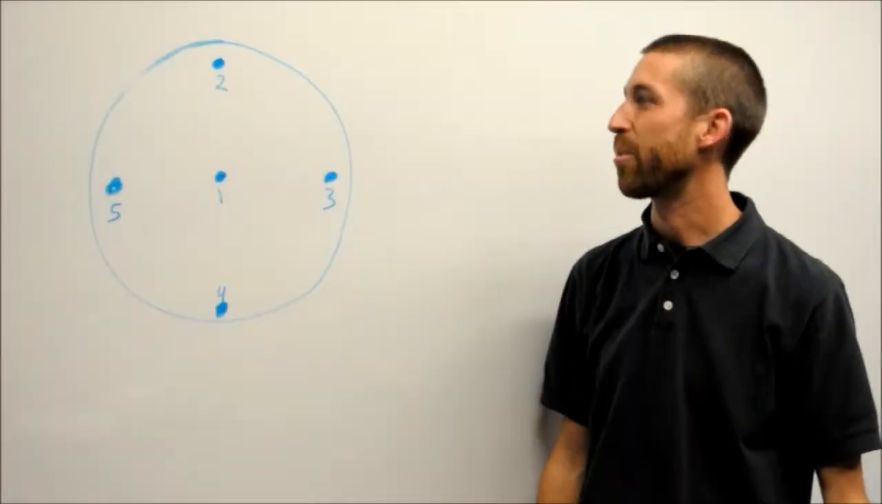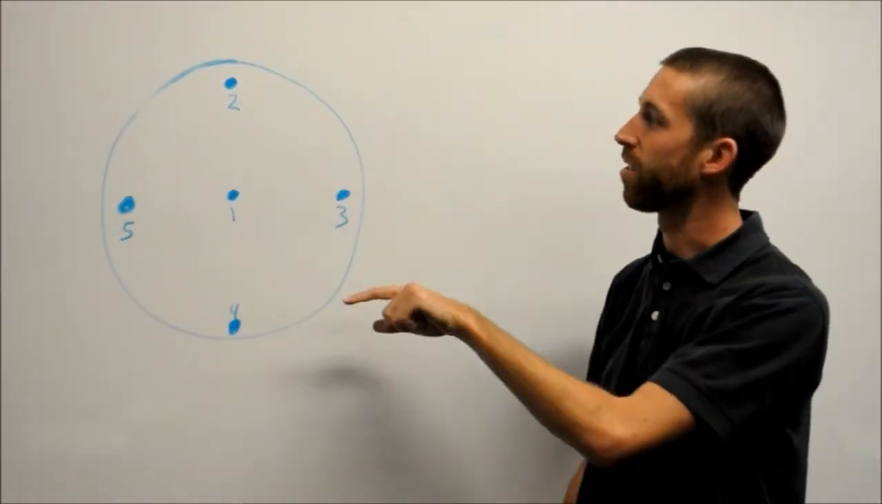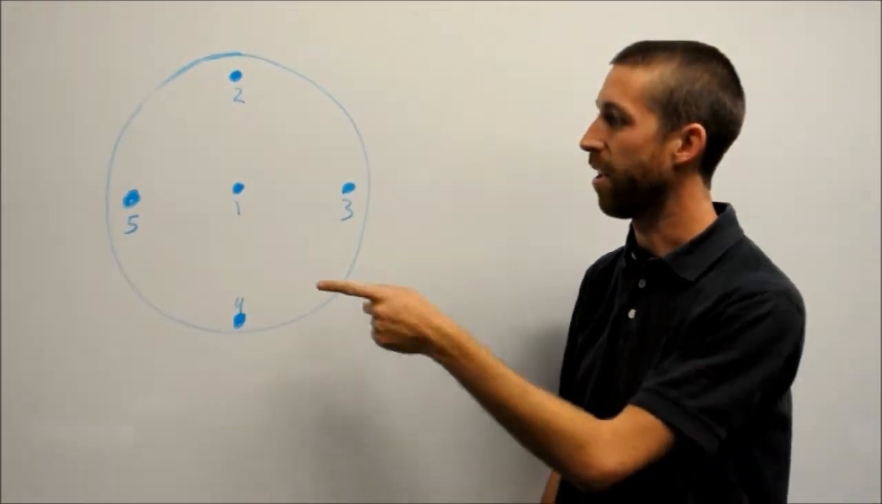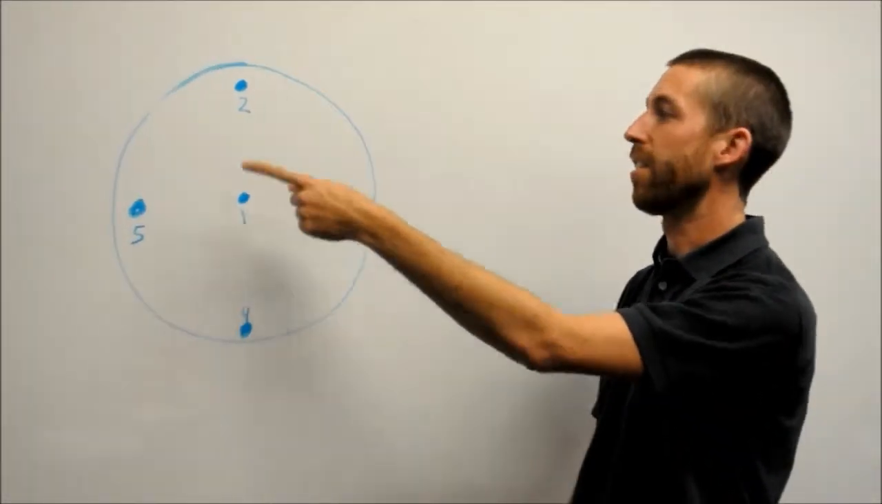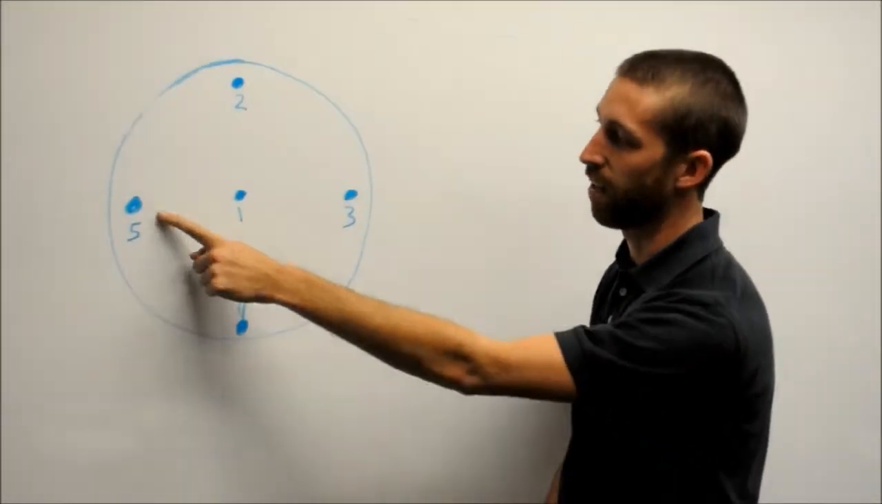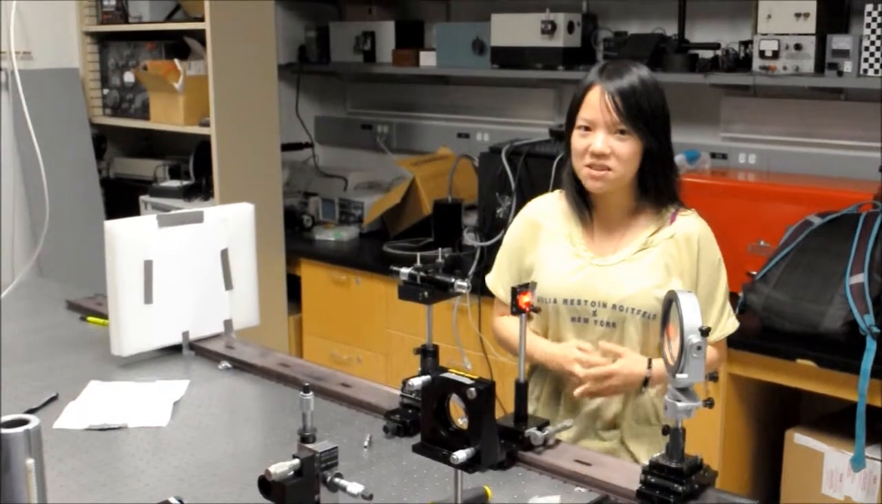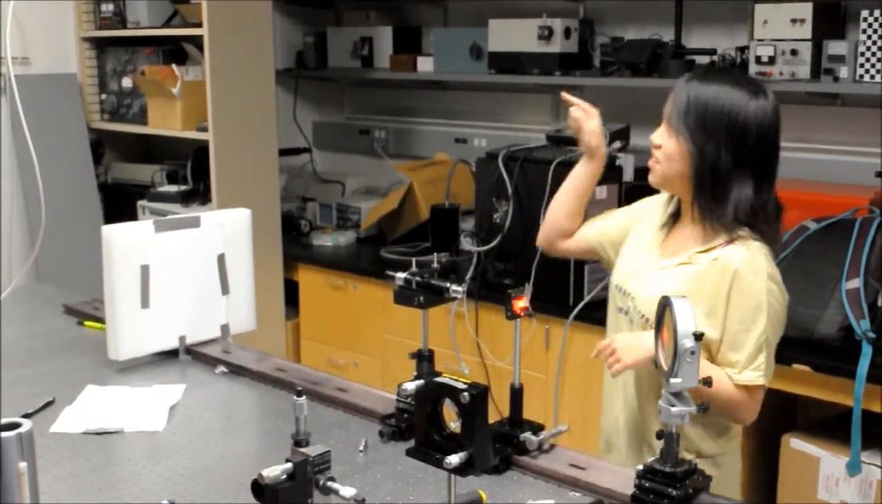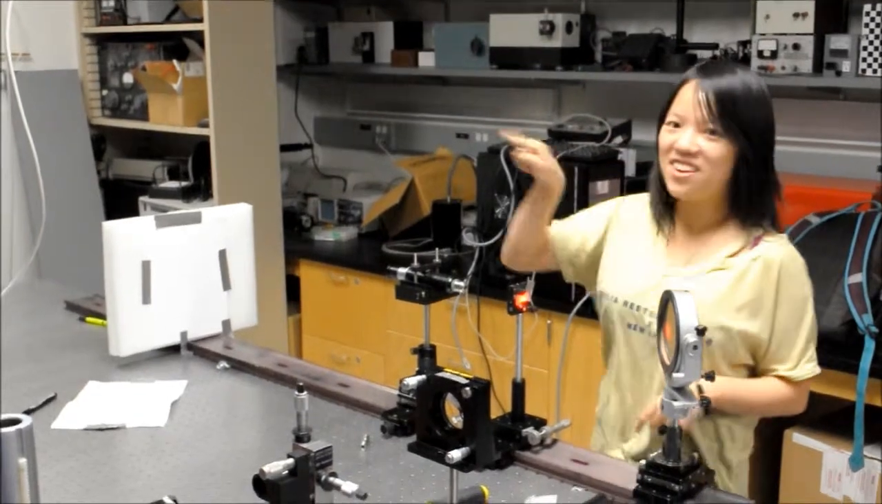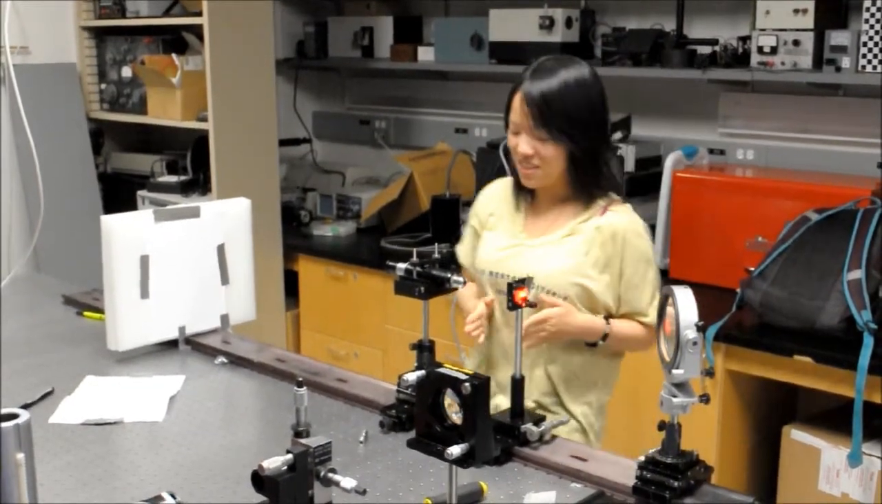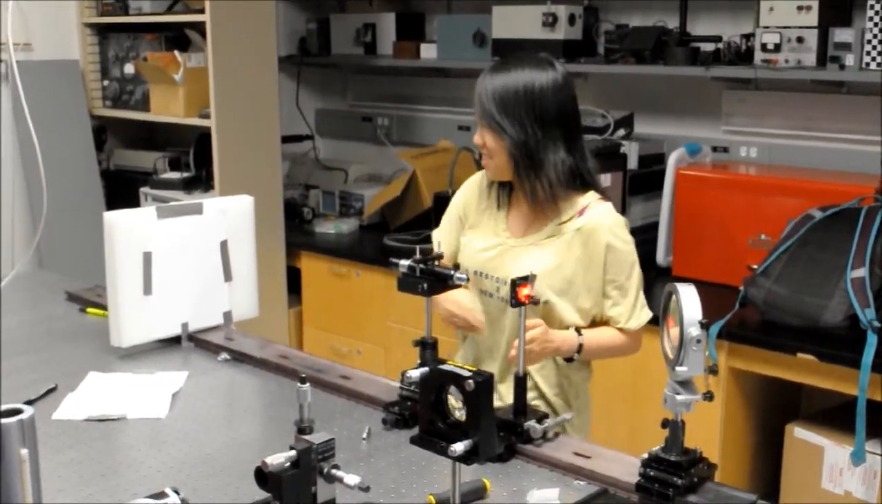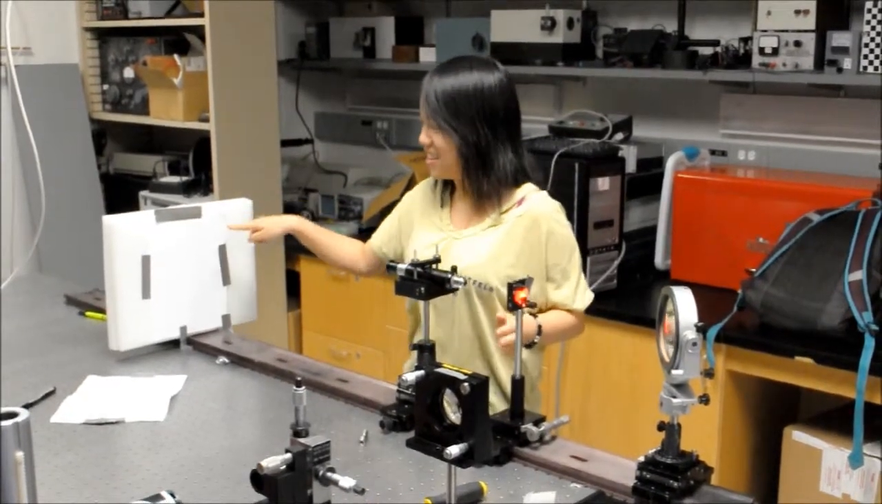For reference, we again numbered the holes in our Hartmann plate. 1 is the center, and then 2, 3, 4, and 5. For measuring coma, we blocked all but one hole, either hole 2, 3, 4, or 5, and moved the microscope laterally to recenter the crosshair on the beam.